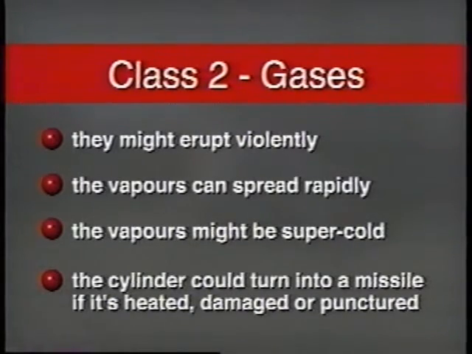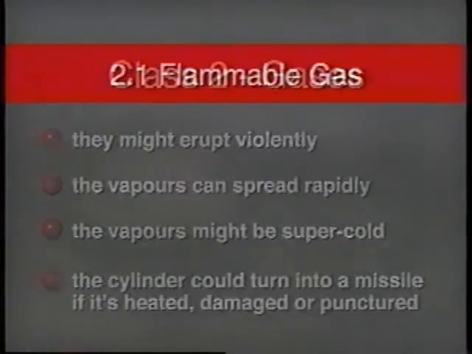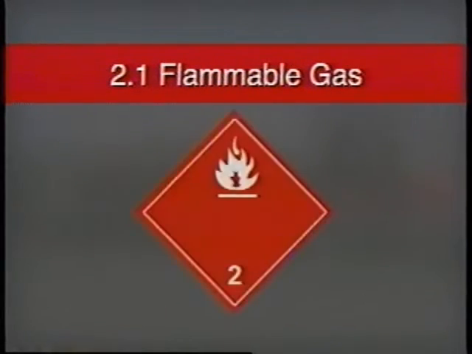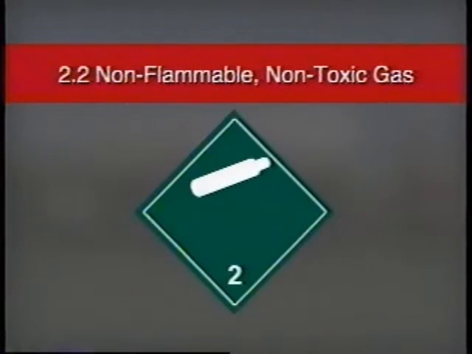There are no packing groups for gases. 2.1. Flammable gas. Flammable gases can ignite easily, so the symbol is a flame on a red background. 2.2. Non-flammable, non-toxic gas. These gases are hazardous only because they're compressed. The symbol is a cylinder on a green background.